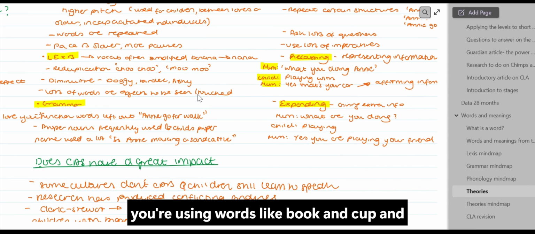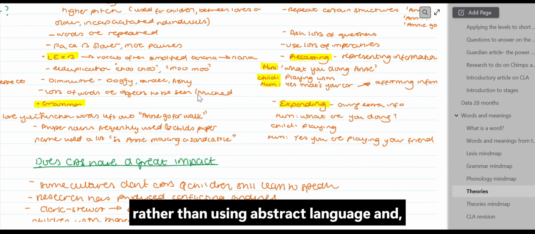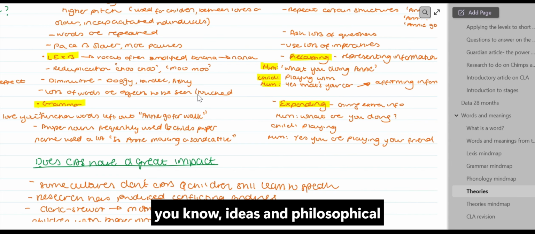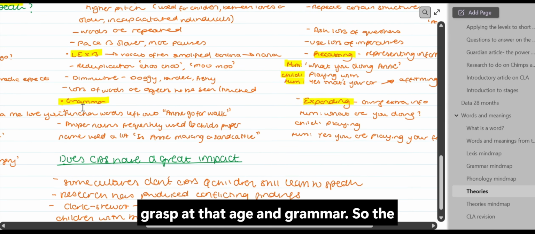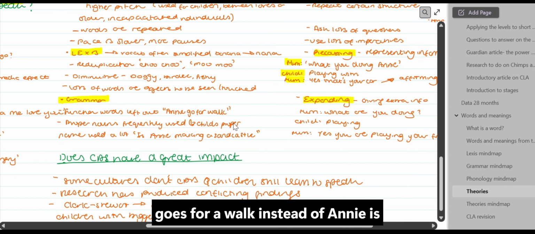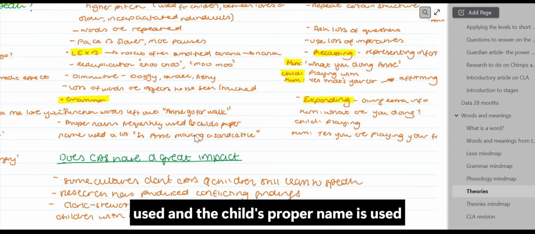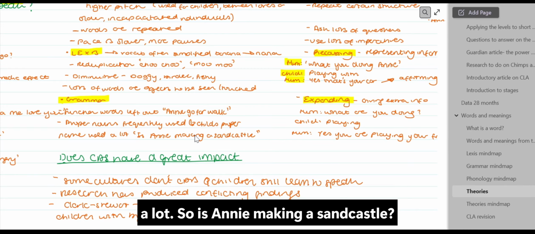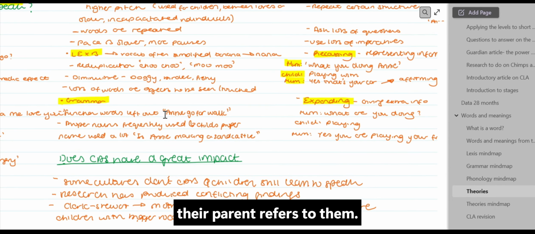So, if you're using words like book and cup and glass and pointing to those things, it's a lot easier for the child to understand rather than using abstract language and ideas and philosophical feelings that the child can't necessarily grasp at that age. And grammar, so the function words are left out. So Annie go for a walk instead of Annie is going for a walk, or let's go for a walk, Annie. And proper nouns are frequently used, and the child's proper name is used a lot. So is Annie making a sandcastle? So again, this links to that idea of the child using the third person to refer to themselves, because that's how their parent refers to them.